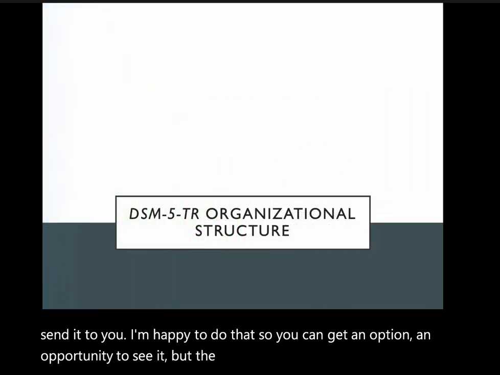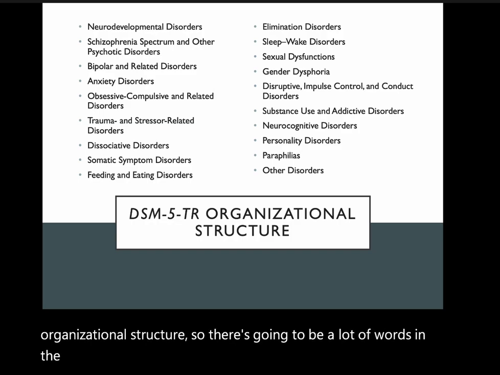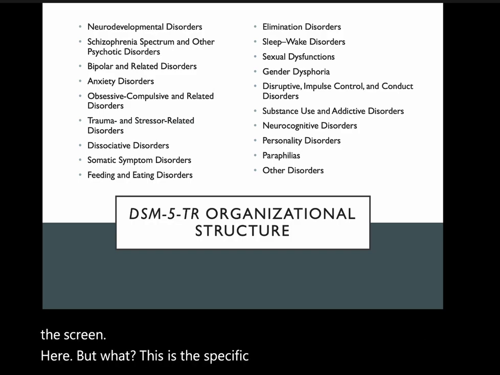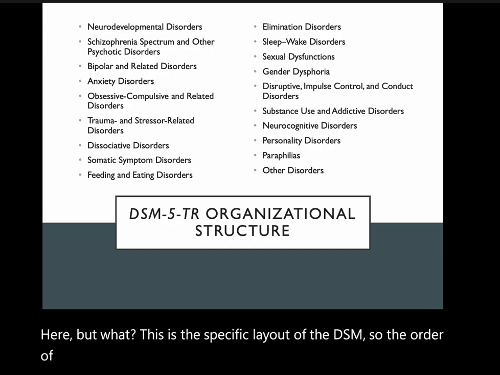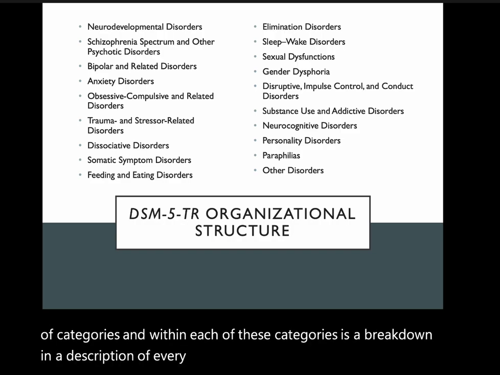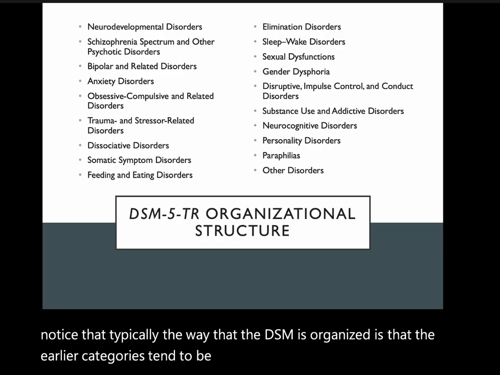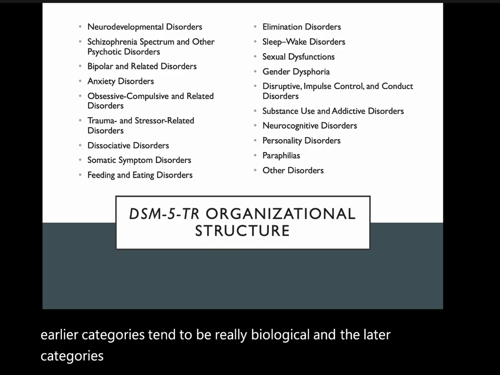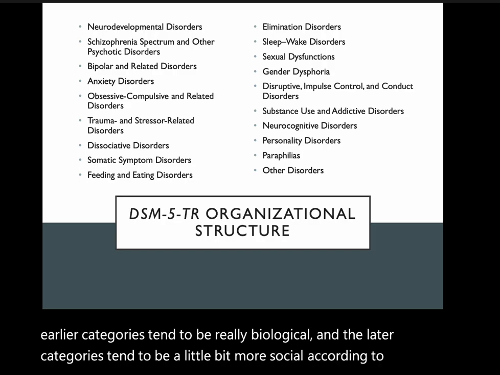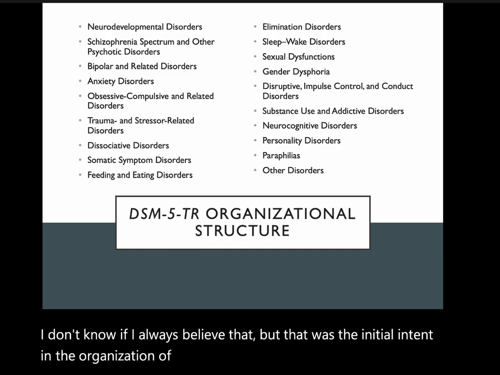But the DSM is pretty unique in its organizational structure. There's going to be a lot of words on the screen here, but this is the specific layout of the DSM: the order of categories, and within each of these categories is a breakdown and a description of every diagnosis for mental health. You'll notice that typically the earlier categories tend to be really biological, and the later categories tend to be a little bit more social, according to research. I don't know if I always believe that, but that was the initial intent and organization of the DSM.